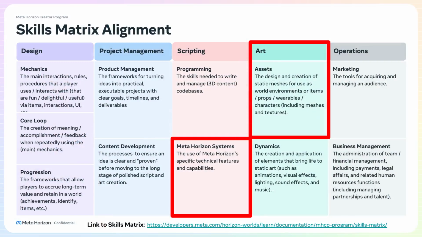Okay, so today's skills matrix alignment aligns with, well, there is scripting. Specifically, we don't have an AI section in here, but this is relevant. Meta Horizon systems, the use of Meta Horizon specific technical features and capabilities. And we're also touching on the art subsection, assets, the design and creation of static meshes for use as world environments or items, props, wearables, characters, including meshes and textures.